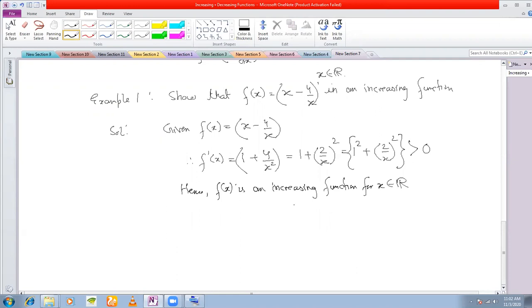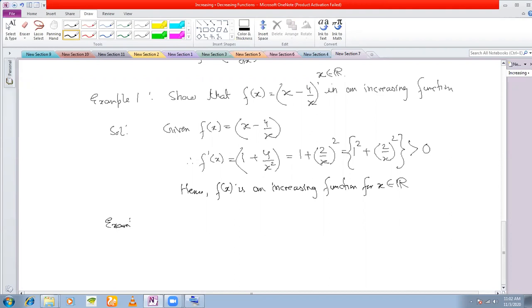We will see that a function exists actually in intervals. These are very, very simple examples just to illustrate the concept. But actually later on we'll see that the function can be increasing in a certain interval. The same function can be decreasing in a certain interval also. Okay. Let us see another example.